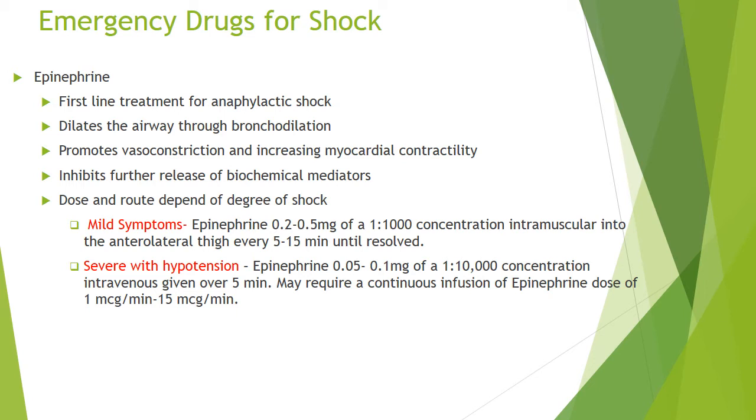If our patient is just having mild symptoms, then we can give 0.2 to 0.5 of that 1 to 1,000 concentration IM into the anterior lateral thigh, and we can give this dose every 5 to 15 minutes until symptoms have resolved. If our patient is having severe symptoms such as airway compromise with hypotension, then our patient is going to get epinephrine 0.05 to 0.1 milligram of a 1 to 10,000 solution that we give over 5 minutes. Our patient may require continuous infusion of epinephrine, and if so, we can titrate that through a dose of 1 to 15 mics a minute.